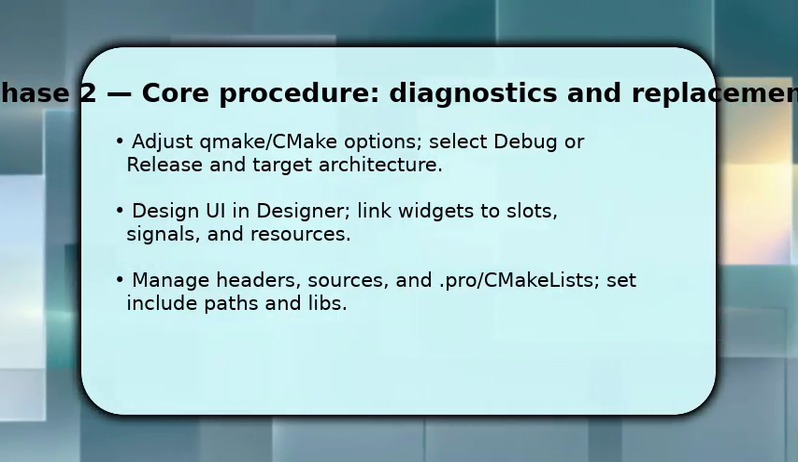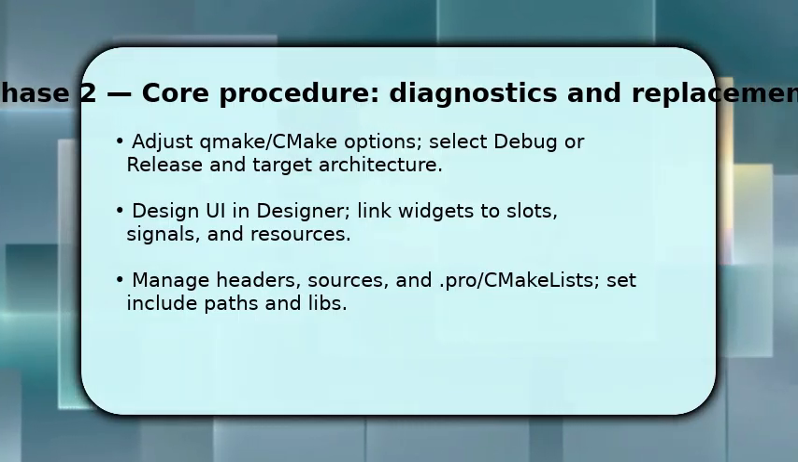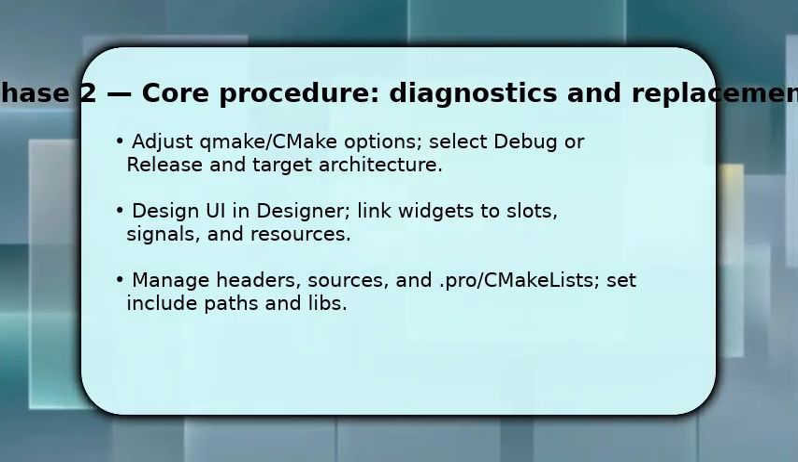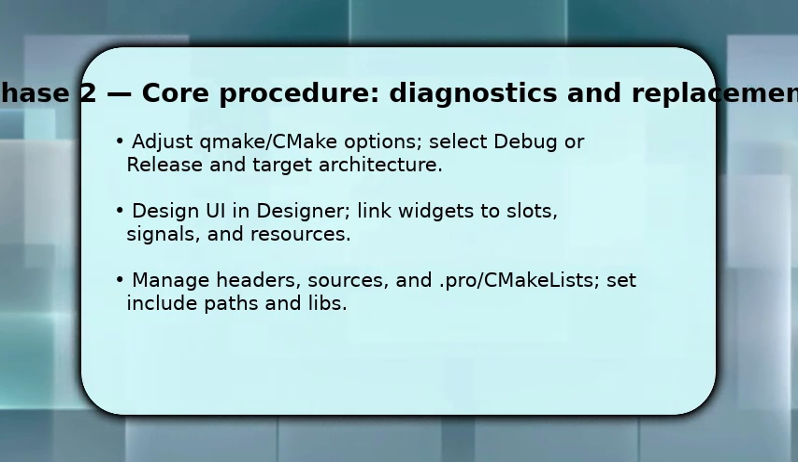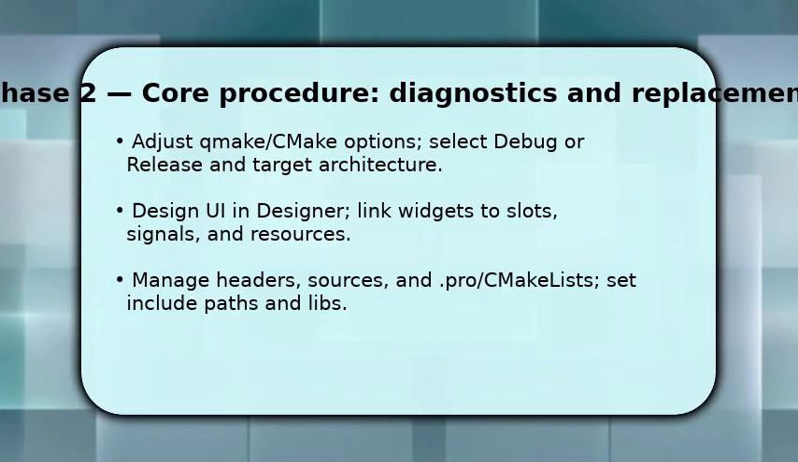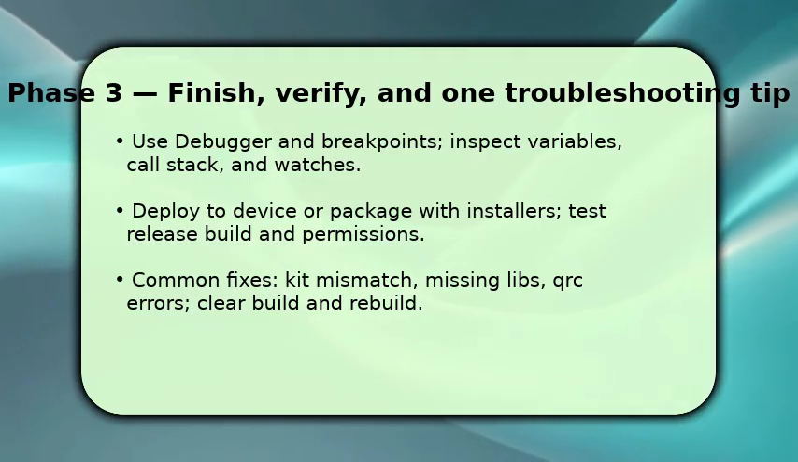Then organize code files. Link headers and sources in the project file, update include paths, and add libraries. You should run incremental builds and unit tests after changes. This reveals missing symbols or mislinked resources early. When ready to finish, run the release build and deploy.